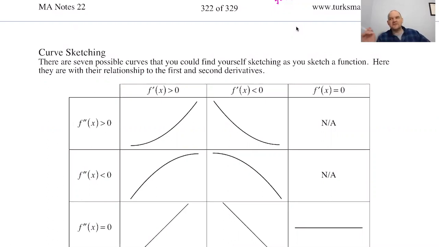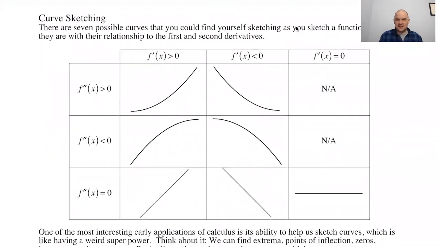In every function that you have ever seen in your entire life, there are only 7 basic shapes that show up. So you can stretch them, you can tilt them a little bit, but there's only 7 shapes that could possibly show up. And I have summarized them in this table.